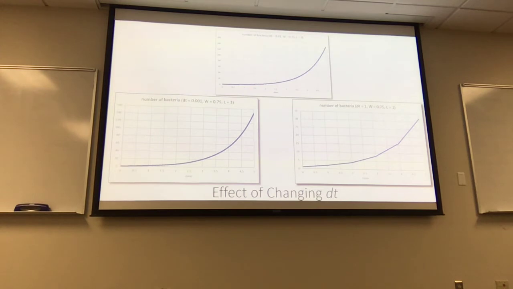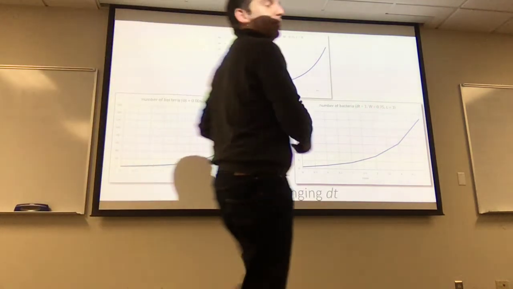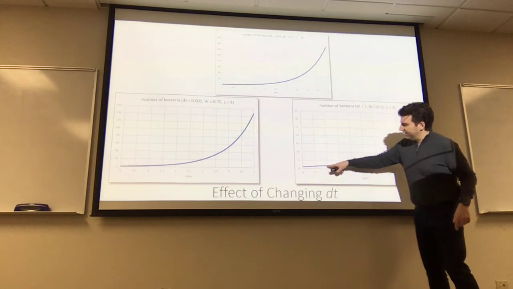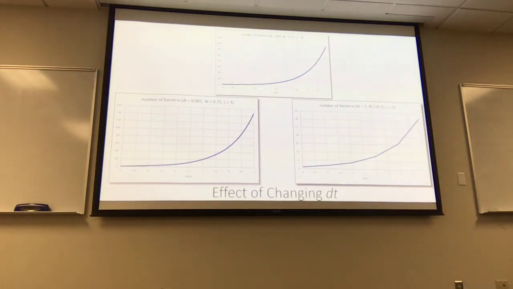But maybe I want to try a higher DT than that. So I might go all the way to 1. So now I've got a DT of 1. And so now I get this plot. Now you can see, if you look closely, there are little corners here every 1 second. It's hard to see here, but there's a little corner there. There's a much more evident corner here, and here, and so on.